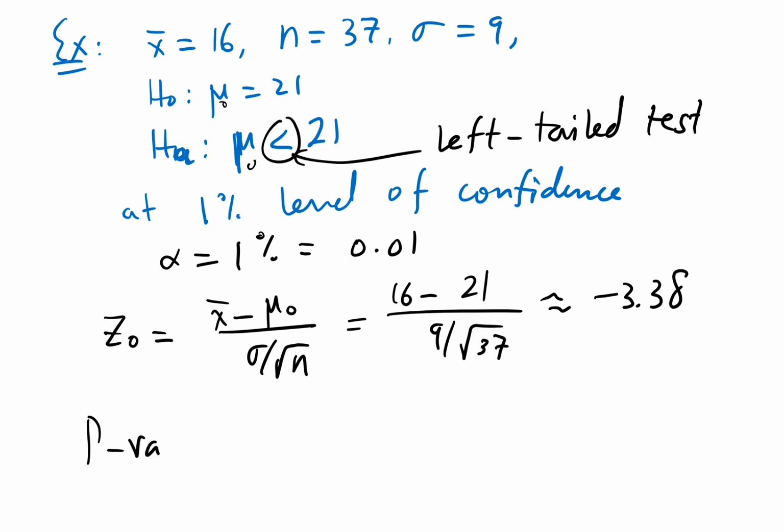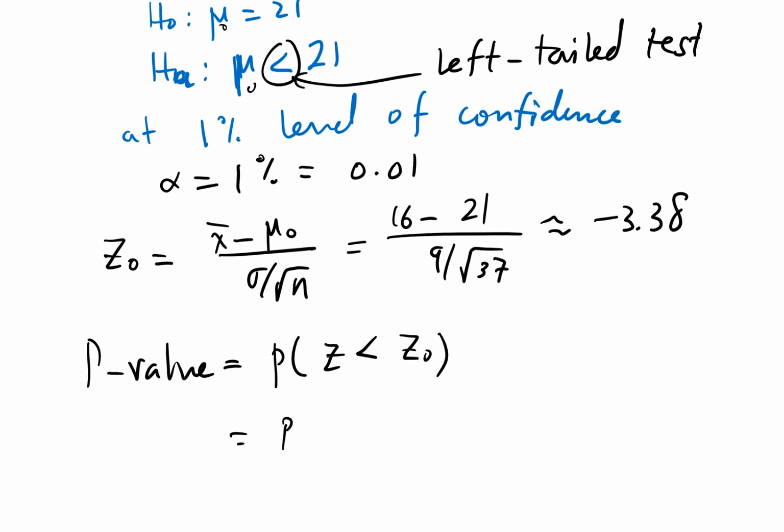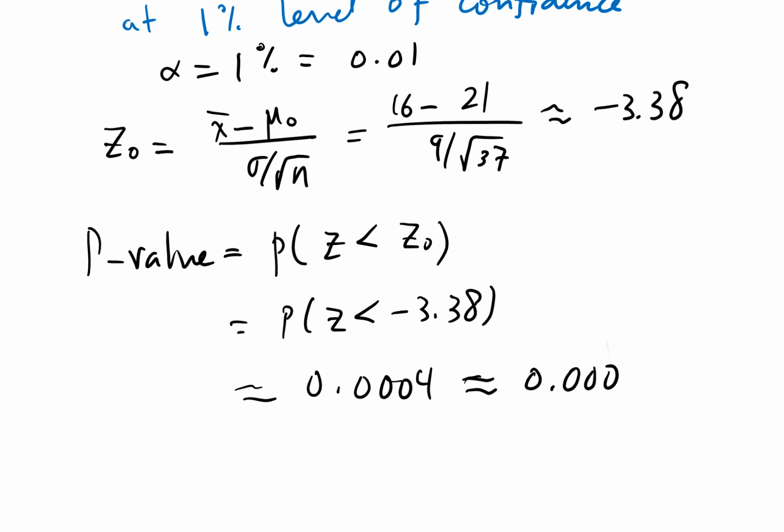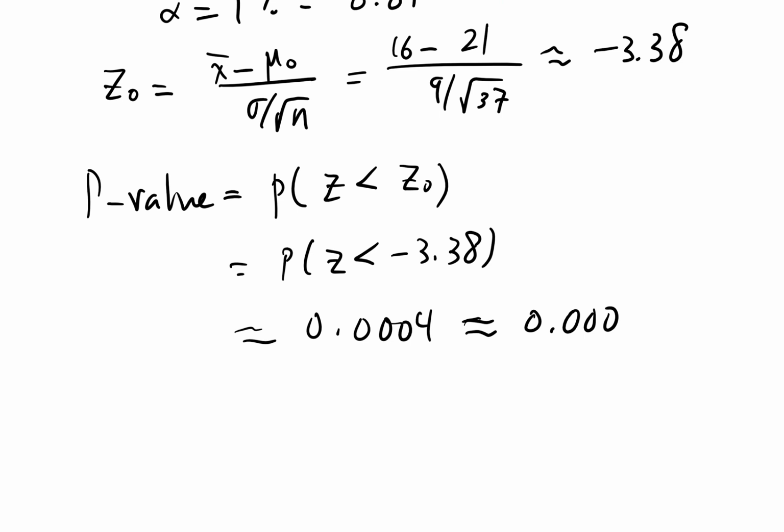Now I want to find the p-value. The p-value is the probability that z is less than z0, which is okay to keep like that because it's a left tail test: less than negative 3.38. And now you need to go to table 2. Looking in the body of table 2, we find the probability or the area that corresponds to this z value. It's going to be 0.0004. If you were asked to round to 3 decimal places, it would be 0.000. It's simply 0.